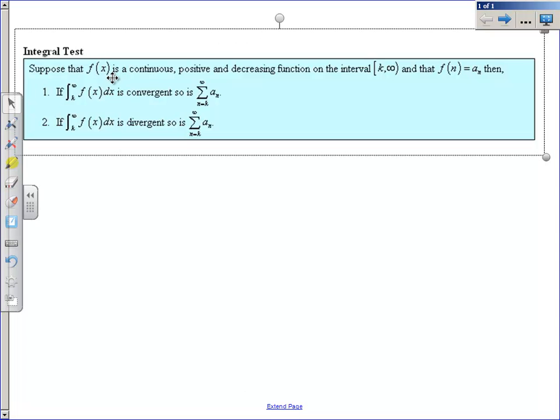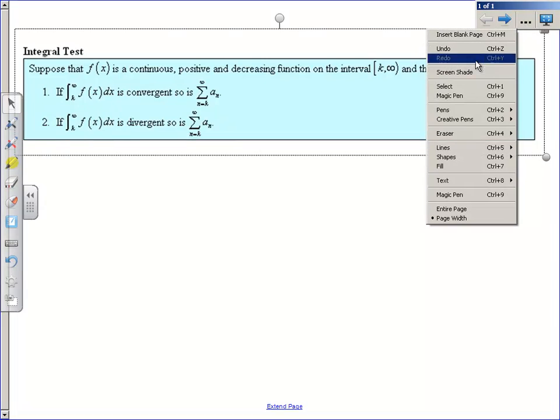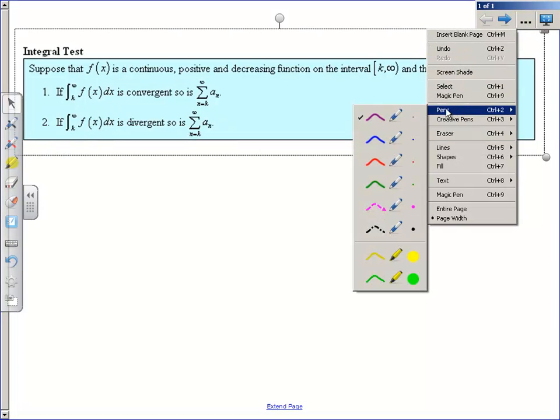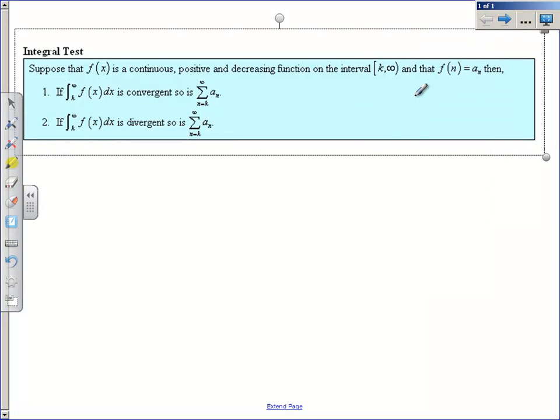What I can do is use the integral test, but this is specific only if the function you're dealing with is continuous, positive, and decreasing. So it's got to be above the x-axis and getting closer and closer to 0, which we should already know, because that would be our first thing with the nth term test. If that wasn't the case, we'd already said divergent.